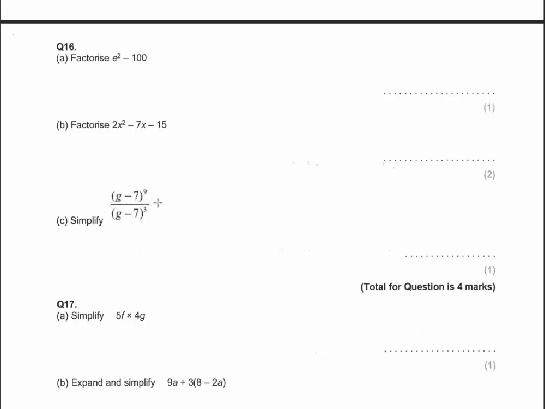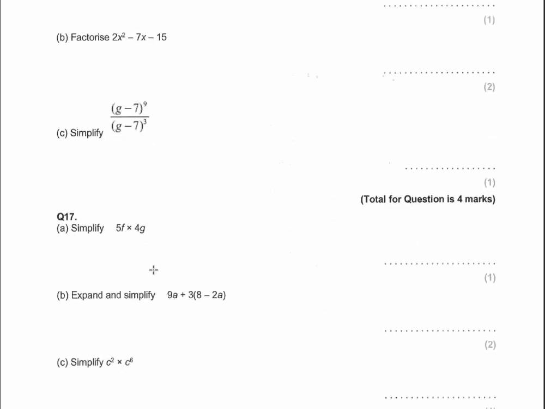Here, think about what it would be if it was g to the power of 9 divided by g to the power of 3. Okay, well it's not g, it's g minus 7, but it's in a bracket. So it's g minus 7 to the power of 9 divided by g minus 7 to the power of 3. Just be confident and stick to what you know. What is the rule when you are dividing? What do you do with the powers?